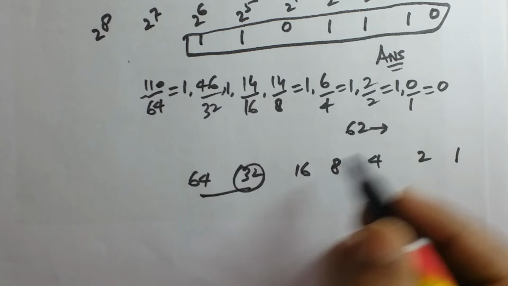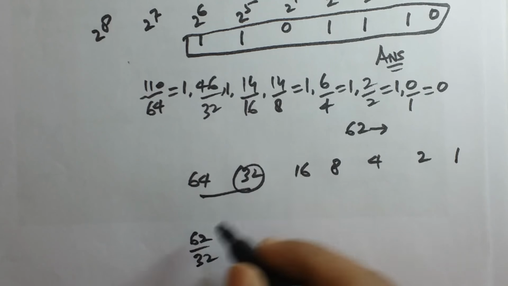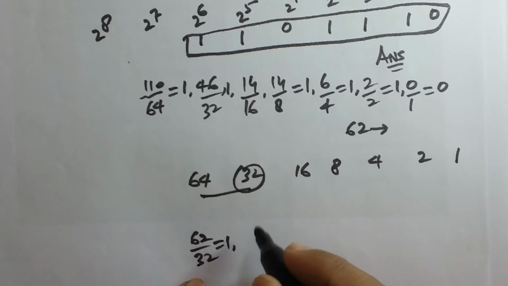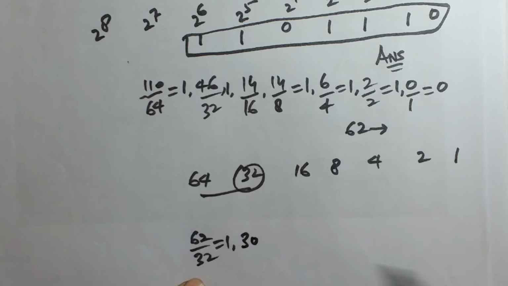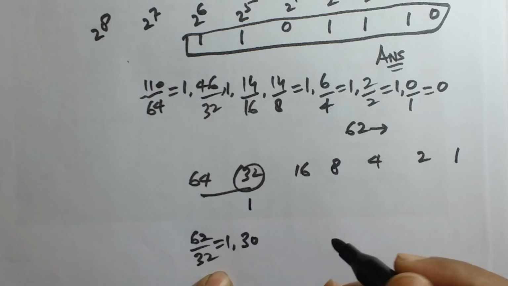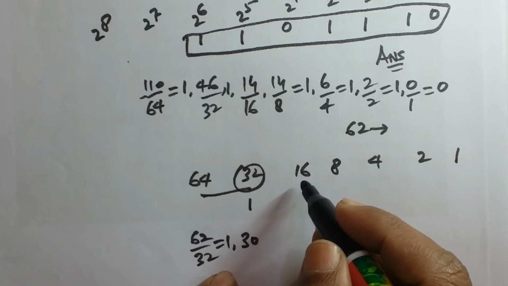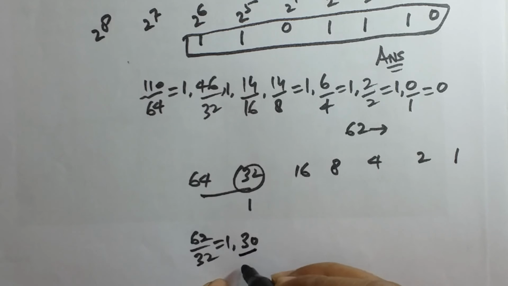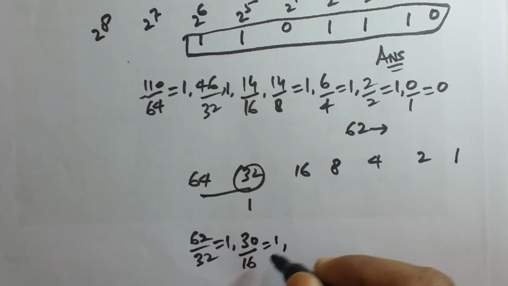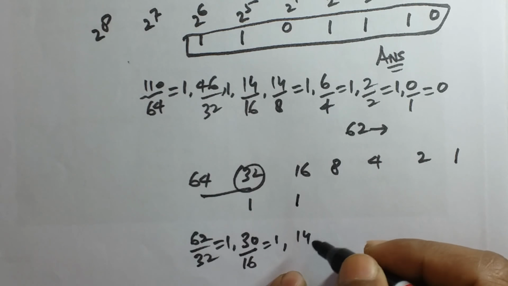We divide 62 by 32. We get 1 and some remainder. What is the remainder? We got 30 as the remainder. So we write this 1 below the 32 and deal with 30. The next number is 16, so we divide this remainder by 16 and again get 1 with some remainder. The remainder now is 14. So we write this 1 here and deal with the remainder.